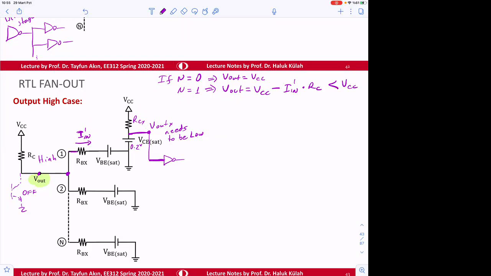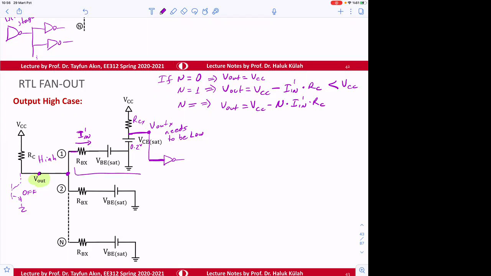Okay. So for n gates, V out is going to be VCC minus n times IN prime times RC. Okay. So V out keeps dropping.